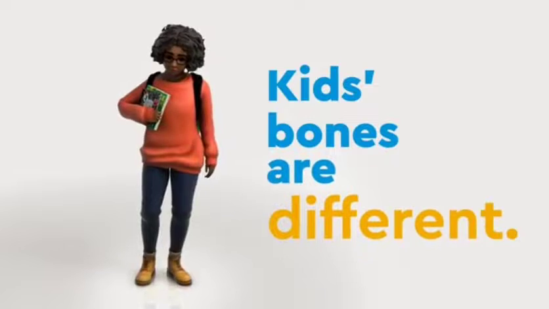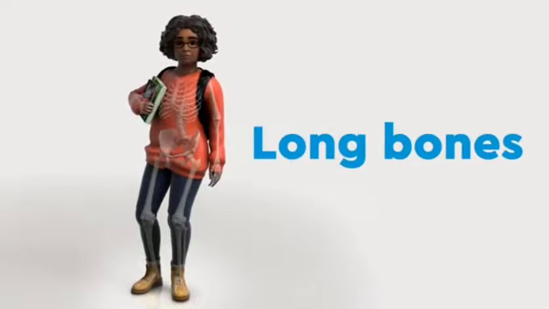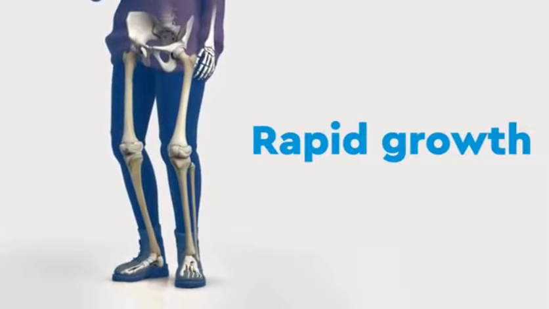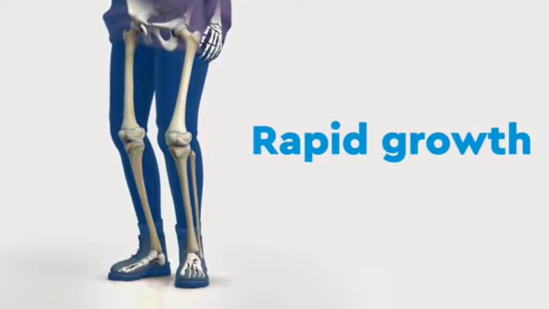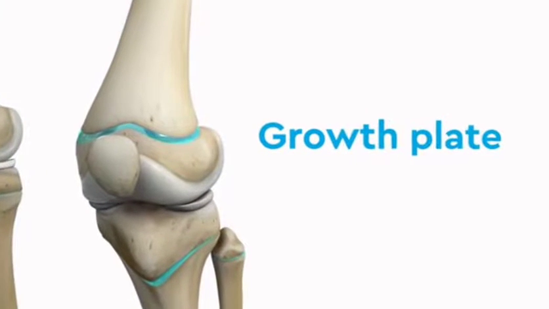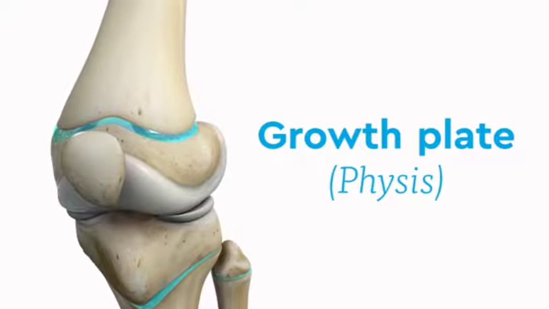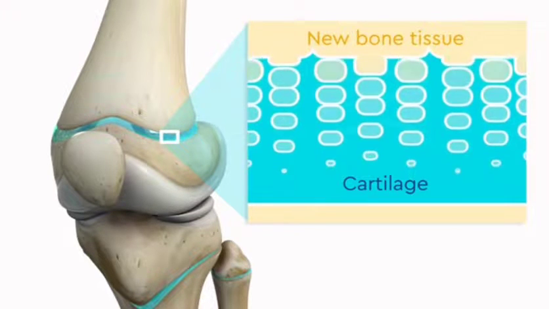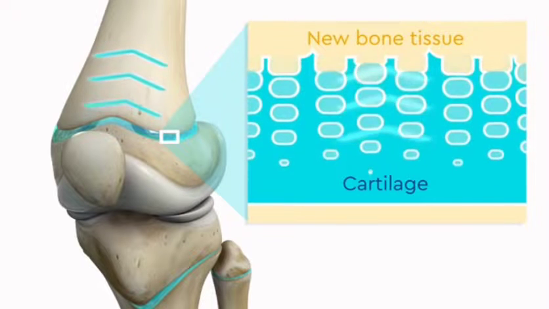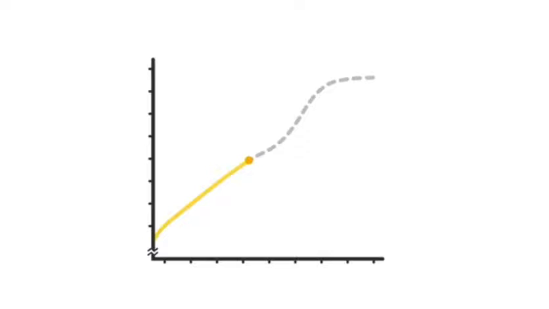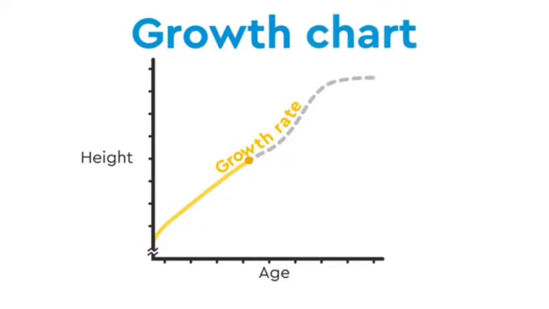Kids' bones are different. Long bones, like the bones in the arms and legs, are in a period of rapid growth from childhood to adolescence. This growth is concentrated at the ends of each long bone at the growth plate, or physis. Growth plates are areas of cartilage where new bone tissue is made and determine the future length and shape of the bone. Your doctor can determine how fast your bones are growing, or growth rate, by plotting your age and height on a growth chart.